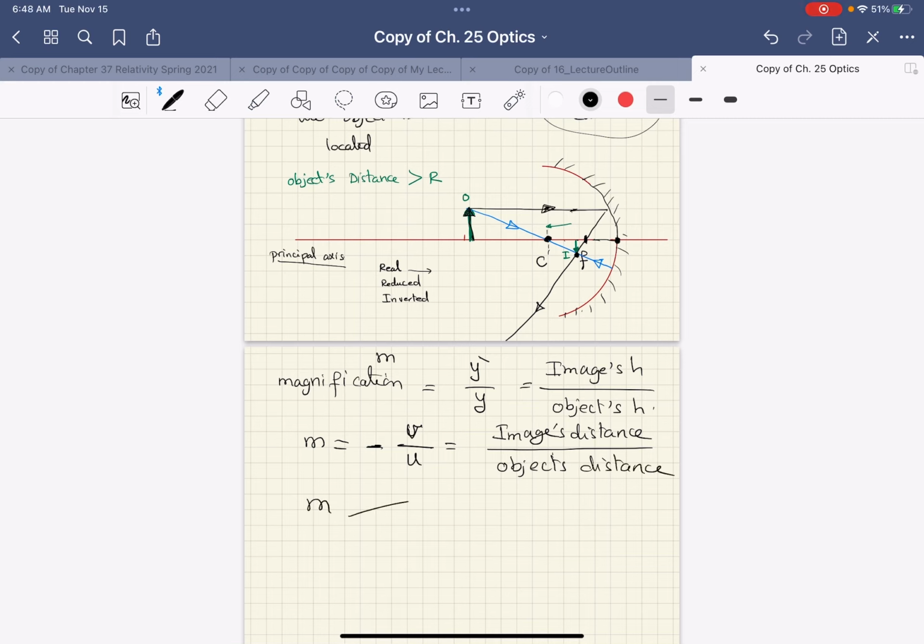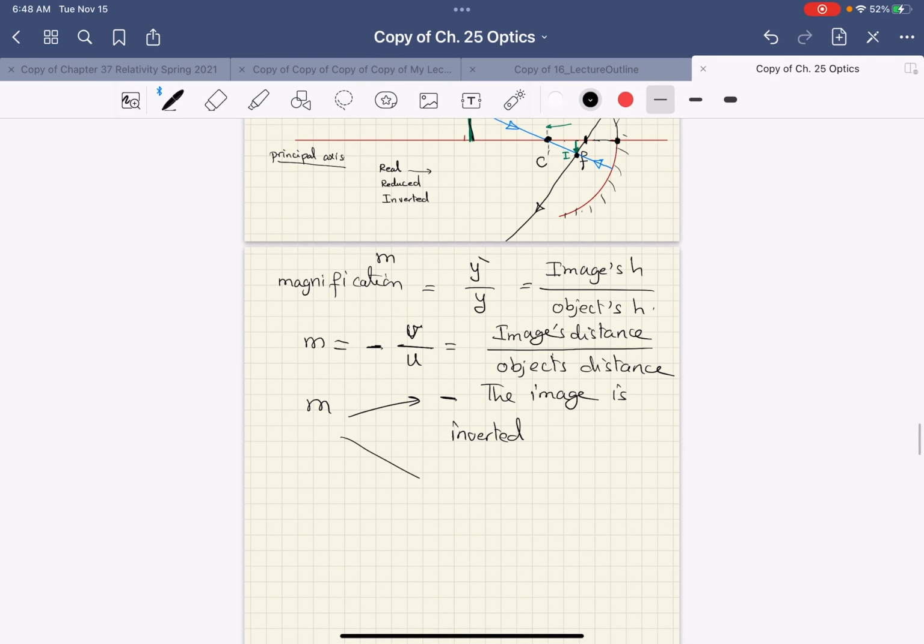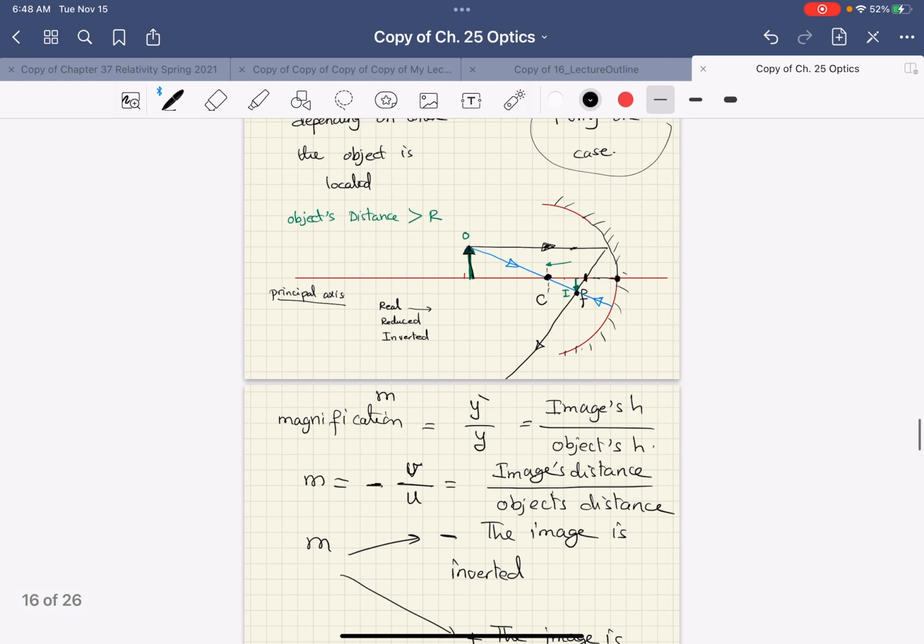When the magnification is negative, the image is inverted. And when the magnification is positive, the image is upright, or erect.